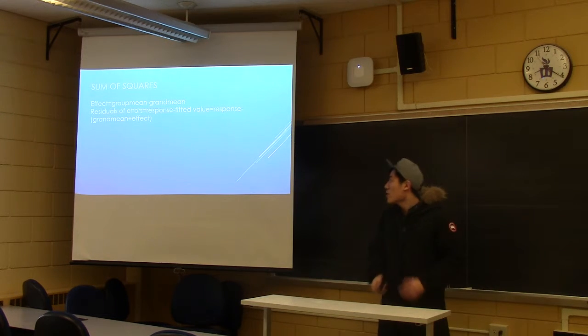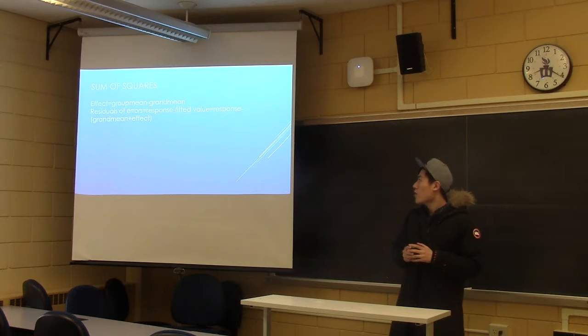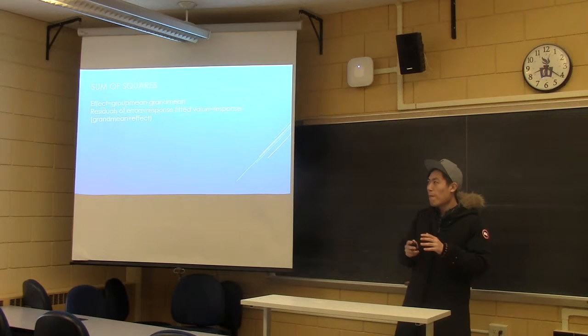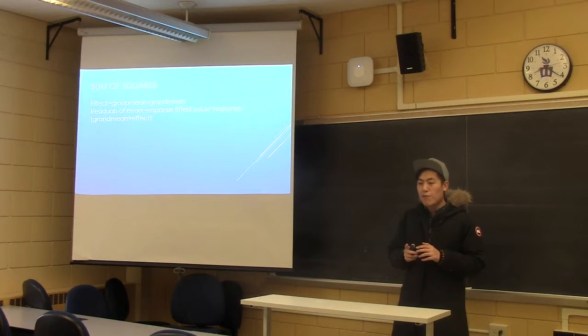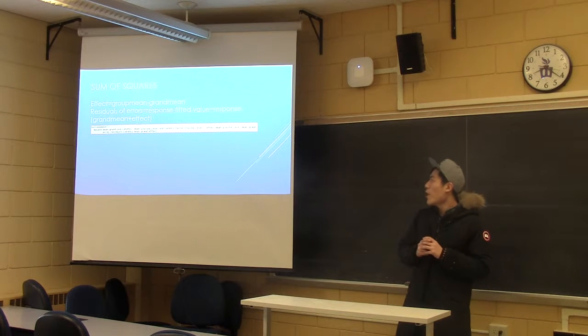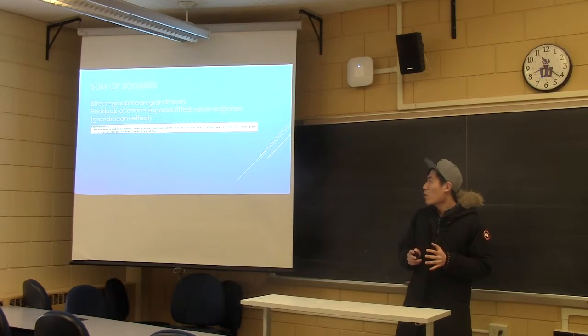For the sum of squares, first we should know the sum of squares of the factor. It's the sum of squares of the whole effect. So first we need to find the effect. The effect equals the group mean minus the grand mean. So I have to figure out the group mean and the grand mean. And the residual error is the response minus the fit value. The fit value is equal to the grand mean plus the effect.